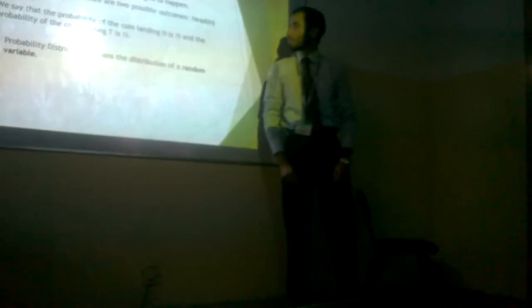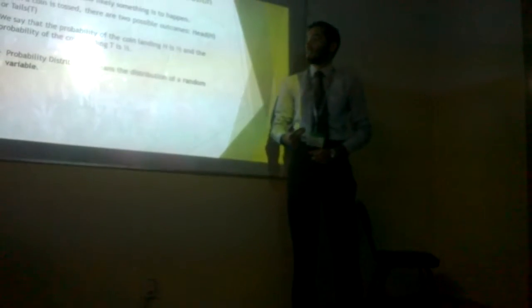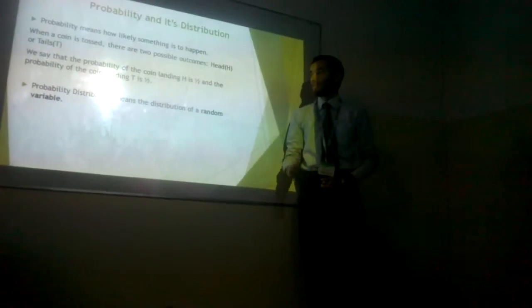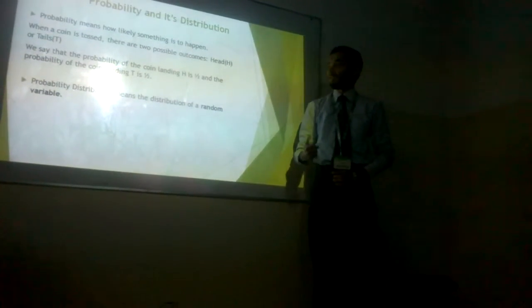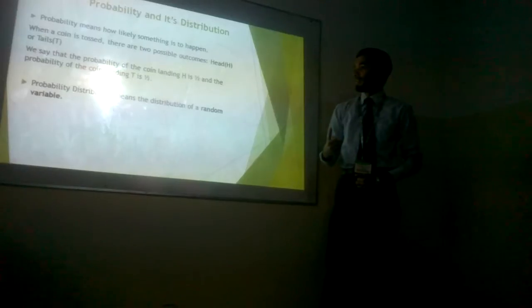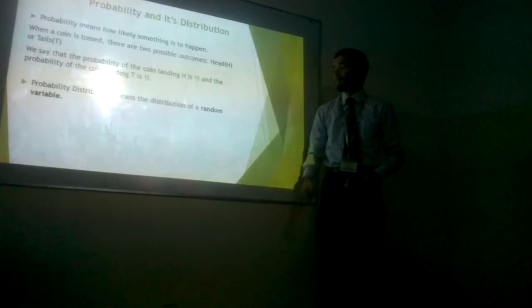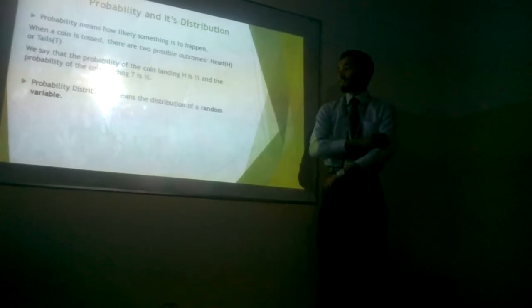Now I am describing the probability and distribution. First I describe probability. Probability means how likely something is to happen. When a coin is tossed, there are two possible outcomes, head or tail. We say that the probability of coin landing head is half and the probability of coin landing tail is half.